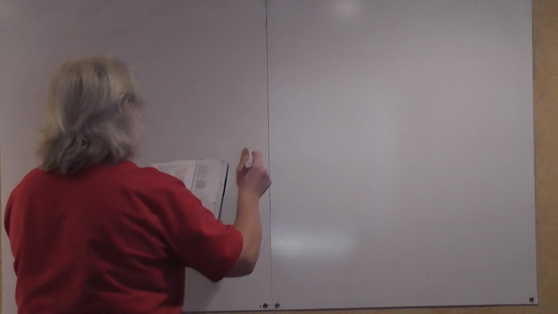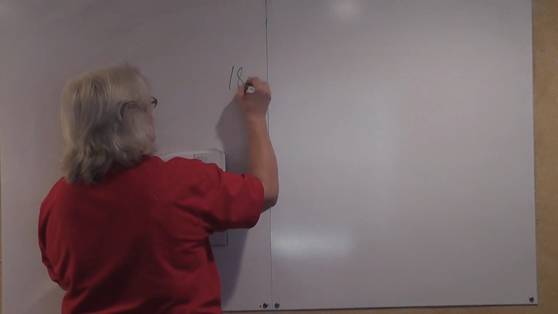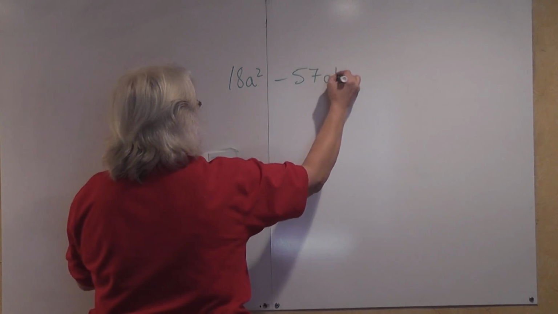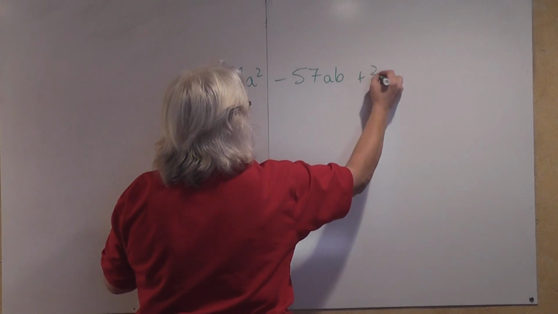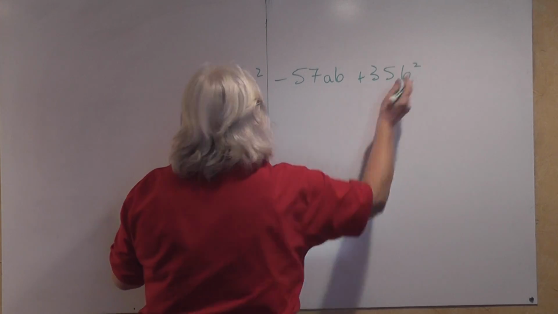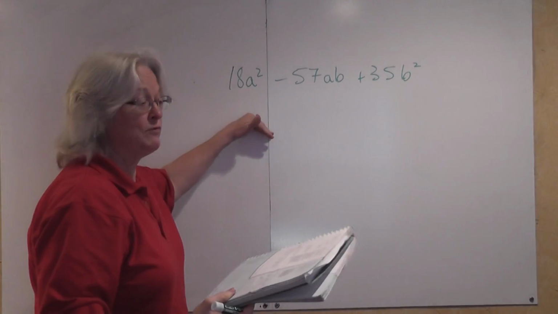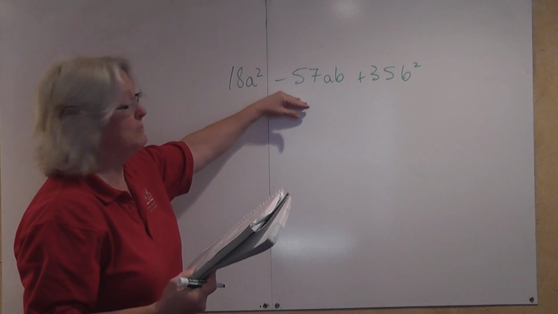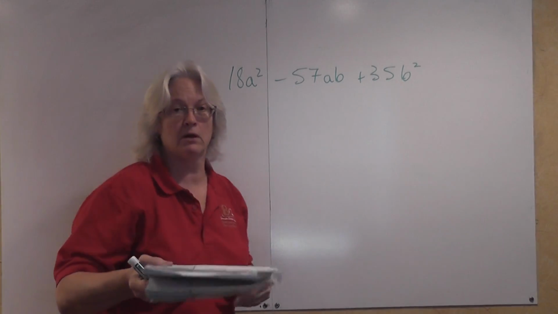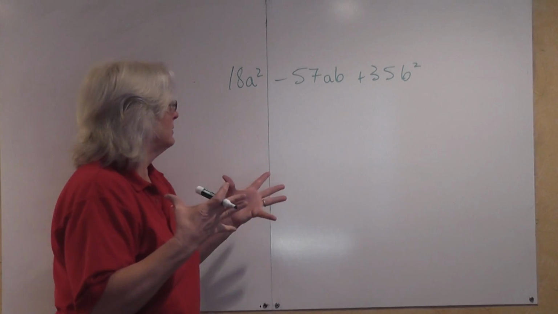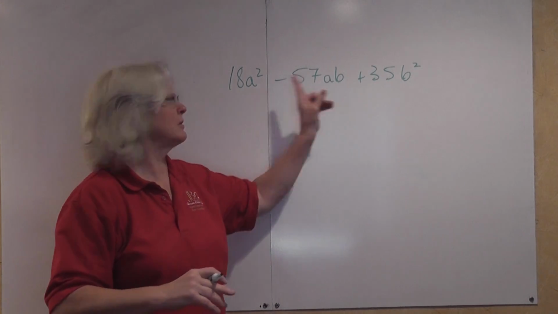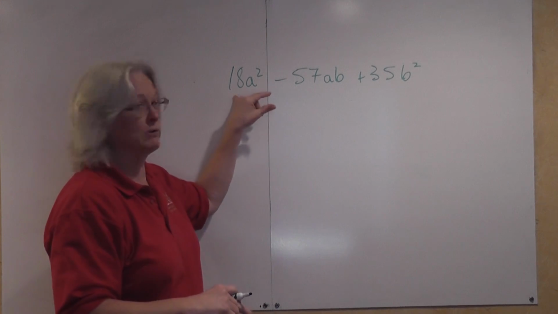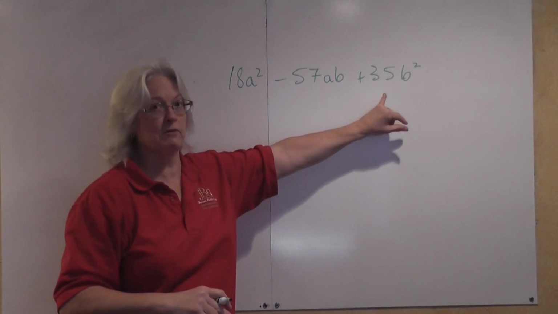Example 2 is 18a squared minus 57ab plus 35b squared. Then you've written it down, you verify that you have copied it correctly. 18a squared minus 57ab plus 35b squared. And you look at this and you go, big numbers. Don't start factoring 18 and 35. 1 times 18, 2 times 9, 3 times 6, 5 times 7.